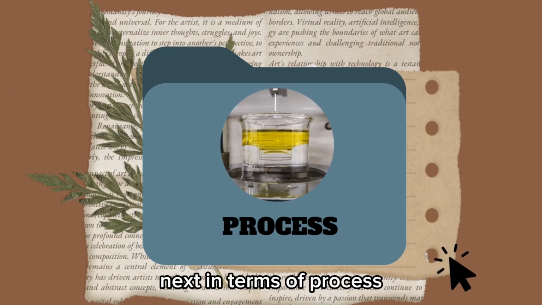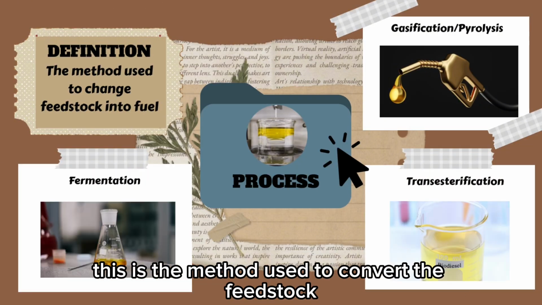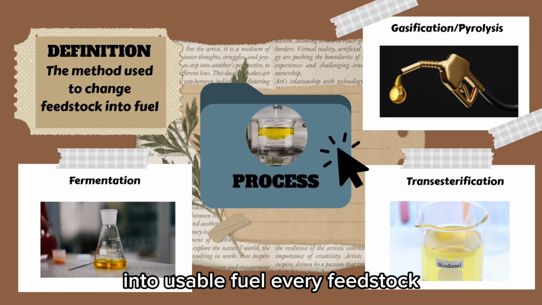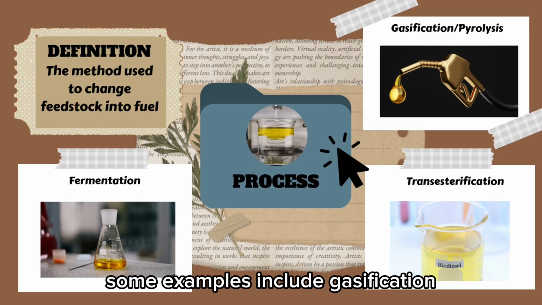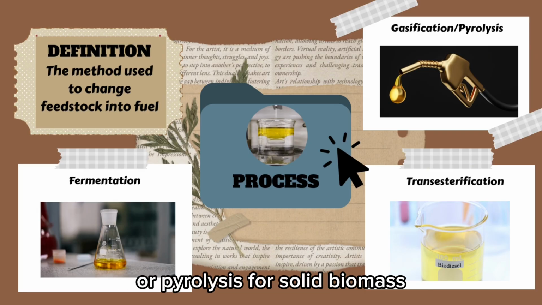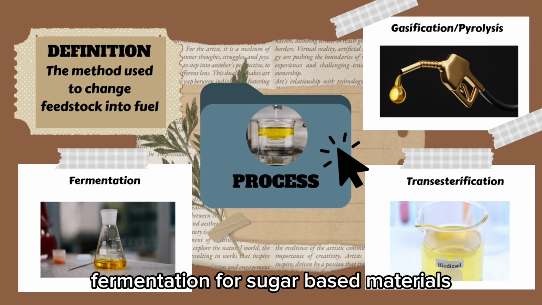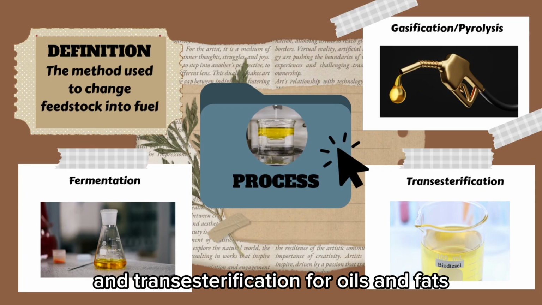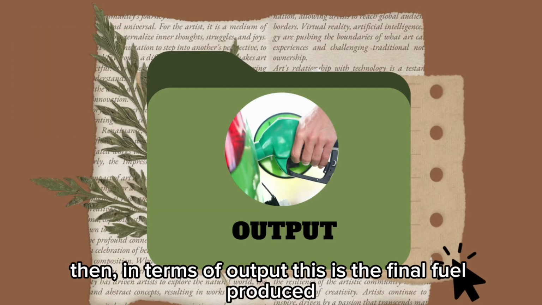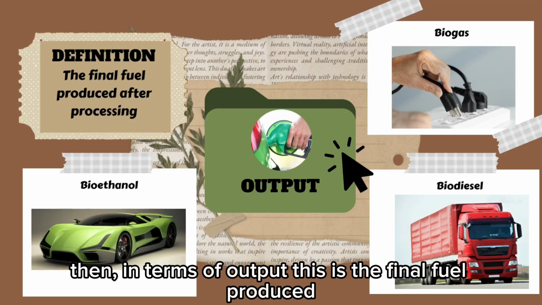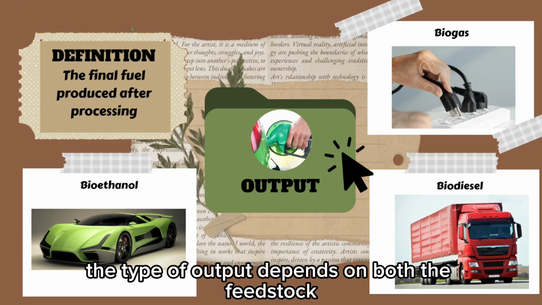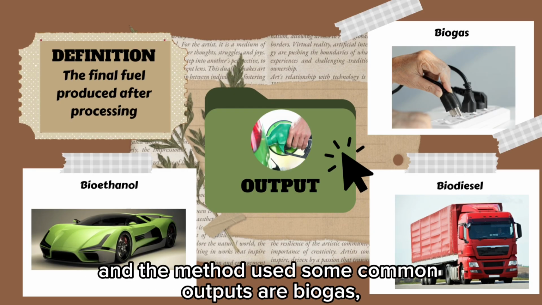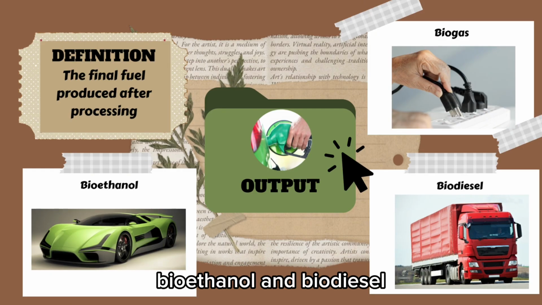Next, in terms of process, this is the method used to convert the feedstock into usable fuel. Every feedstock goes through a specific process to change it into energy. Some examples include gasification or pyrolysis for solid biomass, fermentation for sugar-based materials, and transesterification for oils and fats. Then, in terms of output, this is the final fuel produced after all the processing steps. The type of output depends on both the feedstock and the method used. Some common outputs are biogas, bioethanol, and biodiesel.